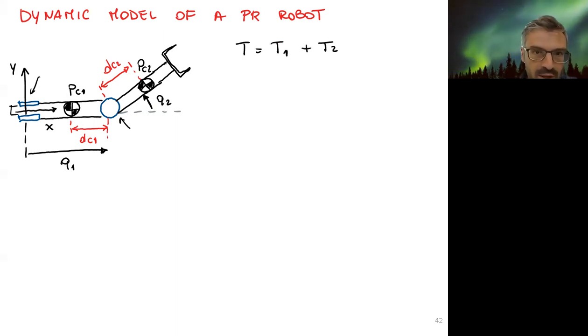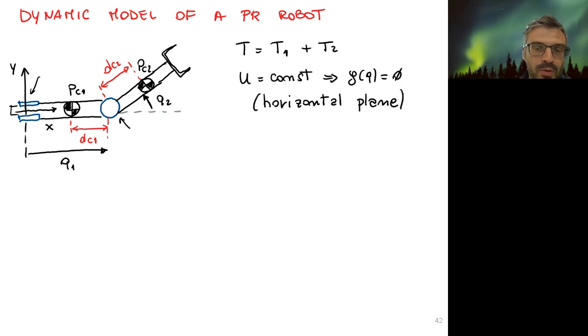We will see this. So we have two links and two joints, so 2 degrees of freedom. We consider the horizontal plane. So gravity is always perpendicular to the motion of the links, so it's doing no work. This means the potential energy is constant and its derivative is 0. So the gravity vector will be 0 on the horizontal plane.